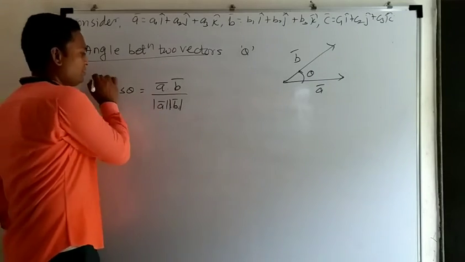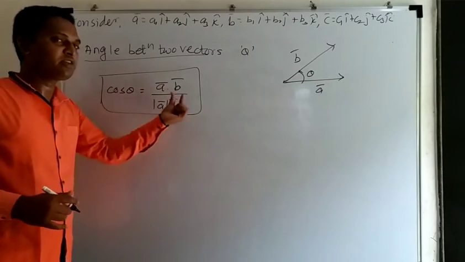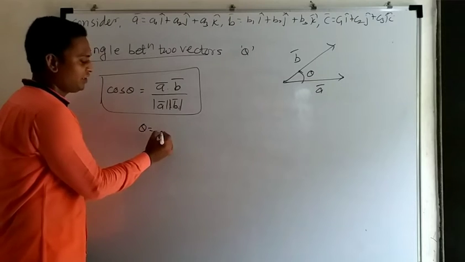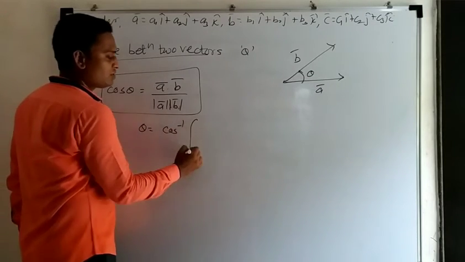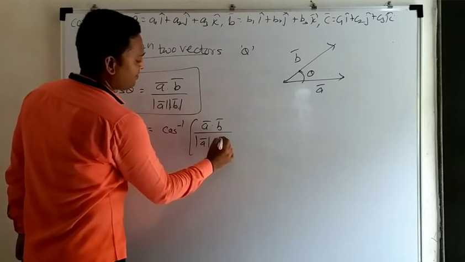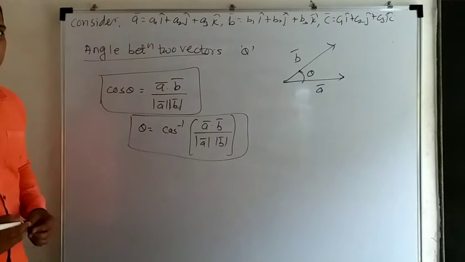So this can give us the angle. For calculating theta, just take cos on this side, you will get the angle between two vectors. Theta equals, if you want to derive this for theta, we can write this as cos inverse of A bar dot B bar divided by magnitude of A bar into magnitude of B bar. Okay, this gives us the angle between two vectors A bar and B bar.